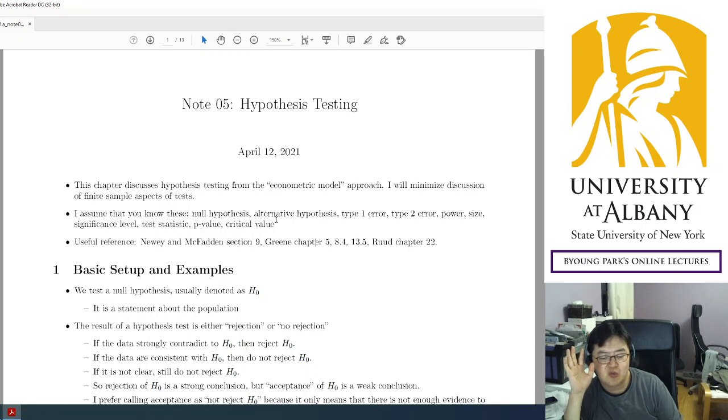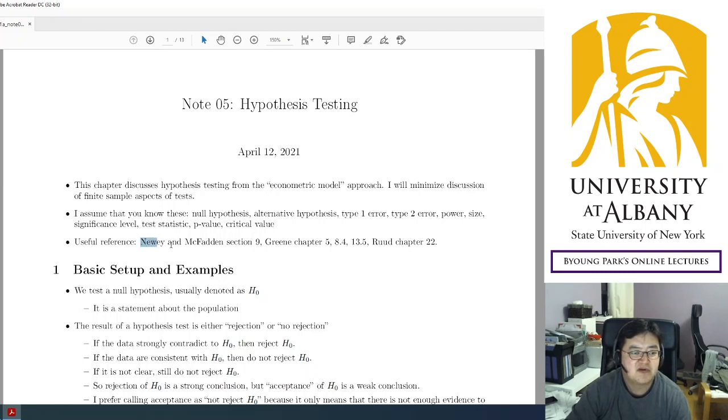But what I want to do here is to give you the unified framework. There is a consistent framework that we have been using from the very beginning of this semester. So I will continue to use the same framework, and I will show you how you can understand the hypothesis test in the same framework. That's my goal, and let's start.